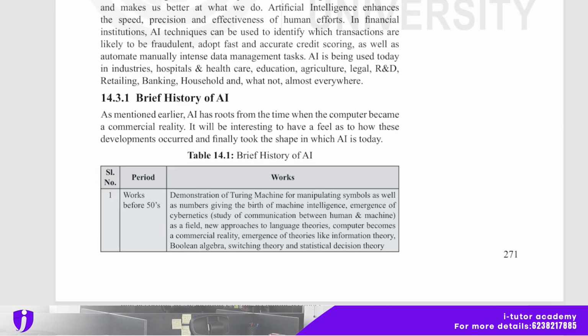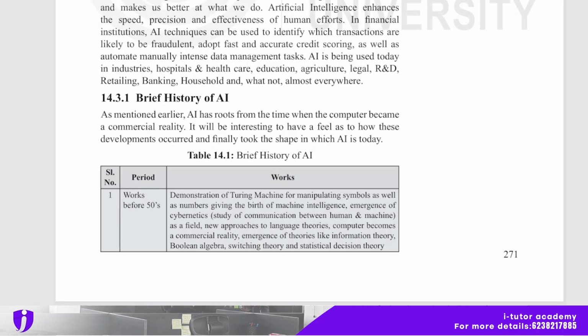So, a brief history of AI is, as mentioned earlier, works before the 1950s. The demonstration of the Turing machine for manipulating symbols as well as numbers, giving the birth of machine intelligence, emergence of cybernetics, and the study of communication between human and machine as a field.